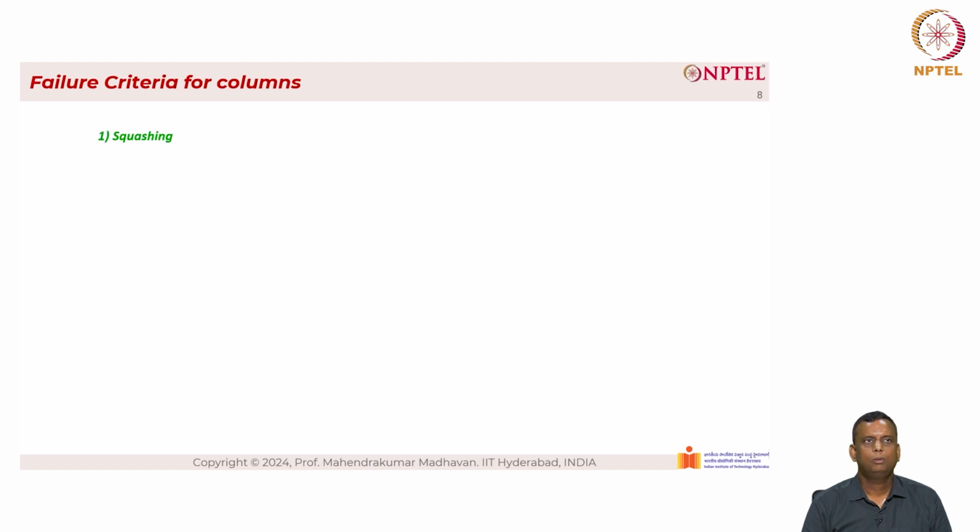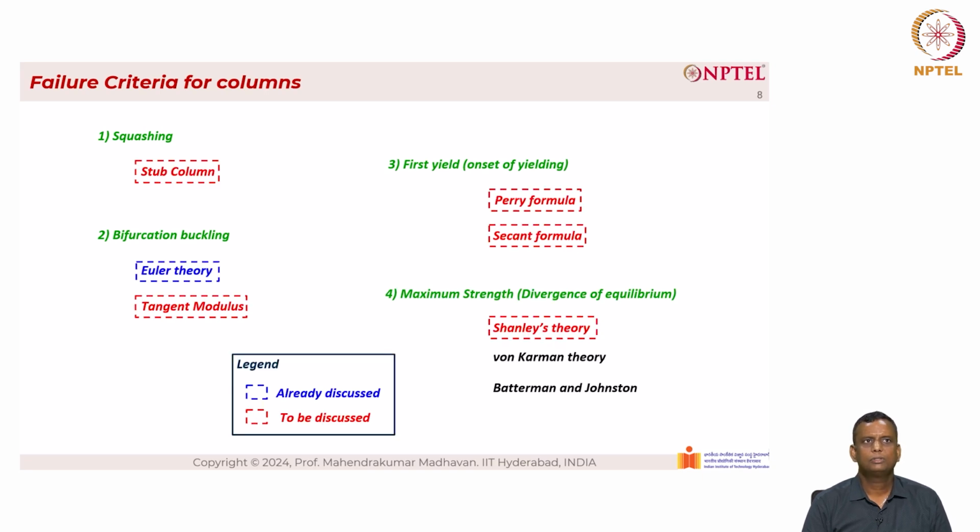Failure criteria for columns. Number 1 is squashing. Number 2 is bifurcation buckling. Number 3 is first yield, basically onset of yielding. Number 4 is maximum strength or divergence of equilibrium. Within this, there are several theories that correspond to that. For squashing, we have stub column. For bifurcation buckling, we have Euler theory, tangent modulus. For first yield, we have Perry's formula, secant formula. For maximum strength or divergence of equilibrium, we have Shanley's theory, von Karman theory, and Batterman-Johnston theory. The ones that are highlighted in blue are the ones that we have already studied, and the ones in red are the ones that we will be discussing in the further classes.